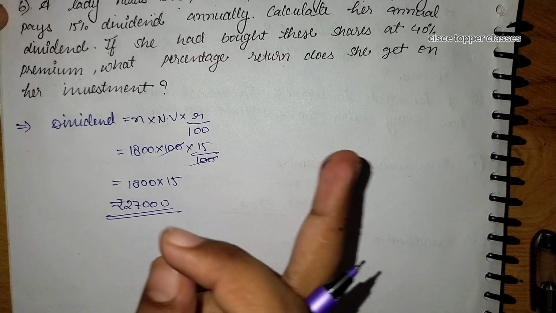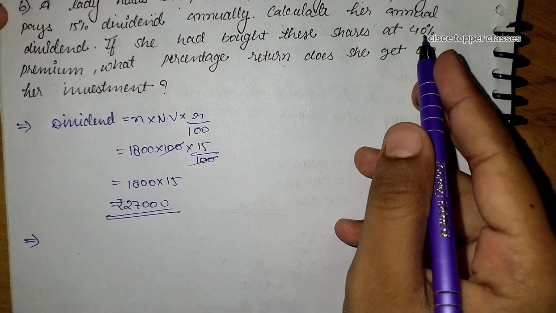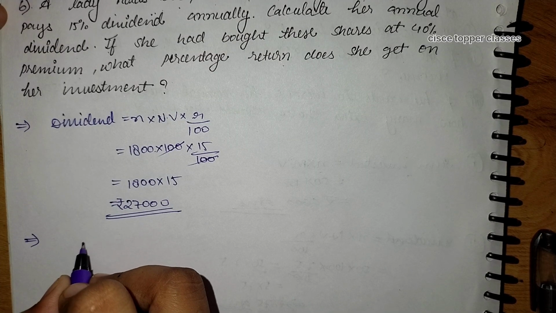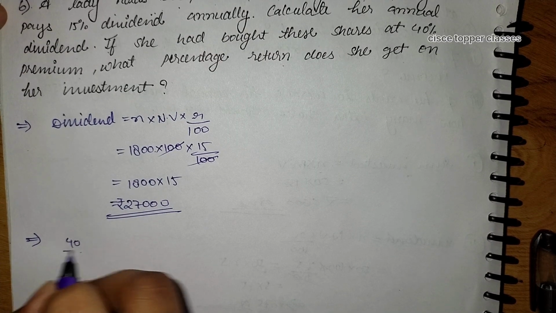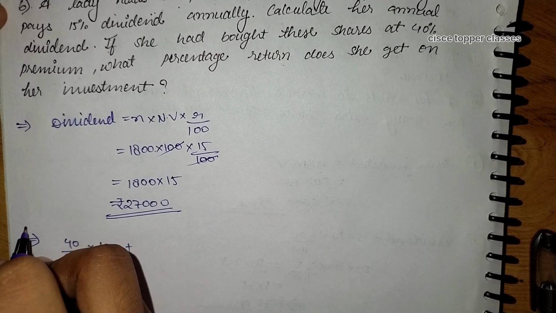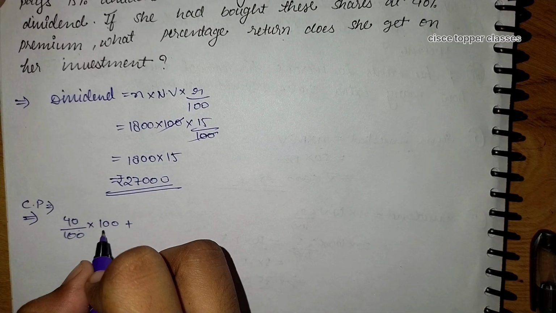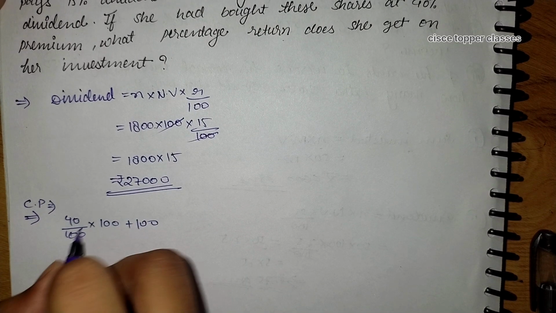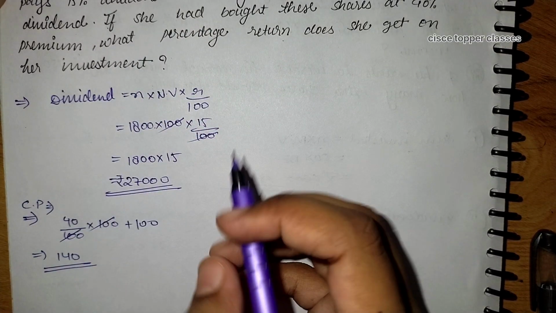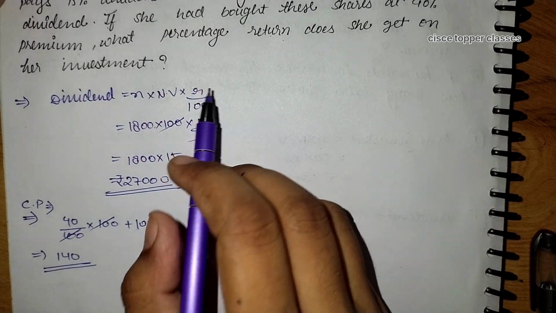Now the lady had bought these shares at 40% premium, means she had bought at 40% premium above the nominal value. So if you want to write here, we can write 40% of 100 plus 100, means if we want to find the cost price for the lady, so this will be 40 by 100 of 100 value plus 100. This will be cancelled out, means 140 is the cost price for the lady for the shares here, and we have to find what percent return does she get on her investment.